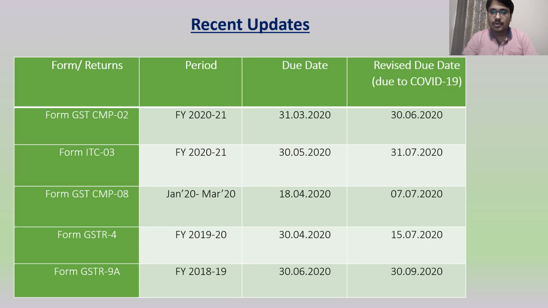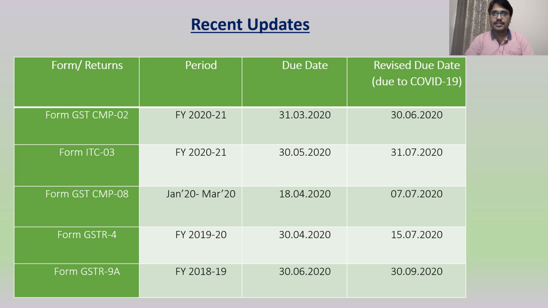Lastly, we will discuss certain recent updates which have been brought into force by CBIC in view of COVID-19. Here, CBIC has revised the due dates of certain forms returns which are required to be filed by a composite taxpayer. Form GST CMP 02, due date of which for financial year 2021 was 31st March 2020, has now been revised to 30th June 2020. So, if any business registered under the regular scheme wants to go for composition scheme for financial year 2021, then they can file this form by 30th of June 2020.